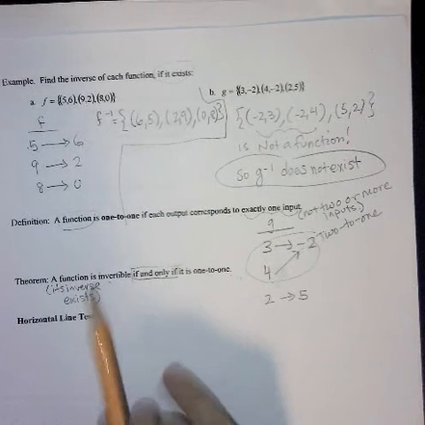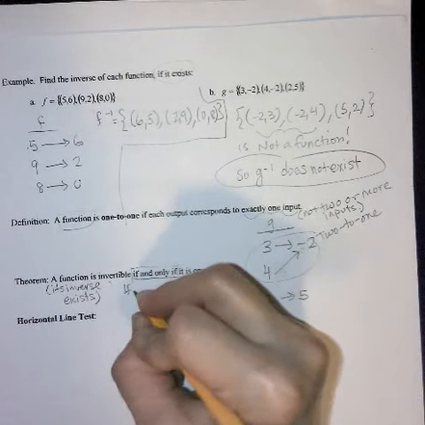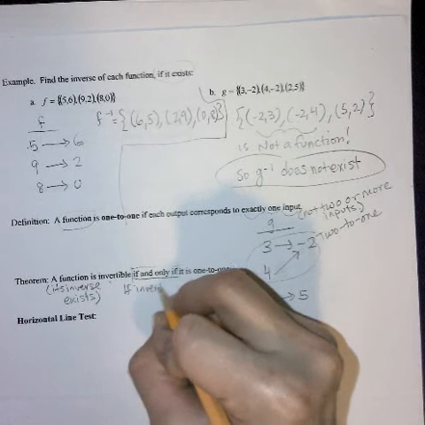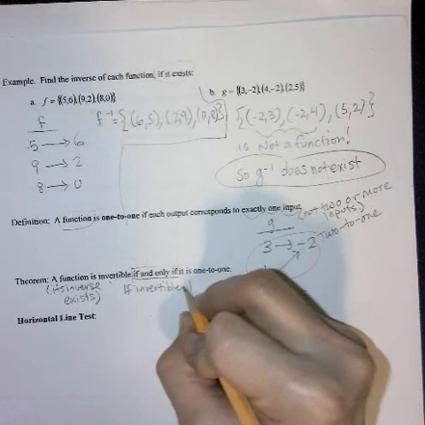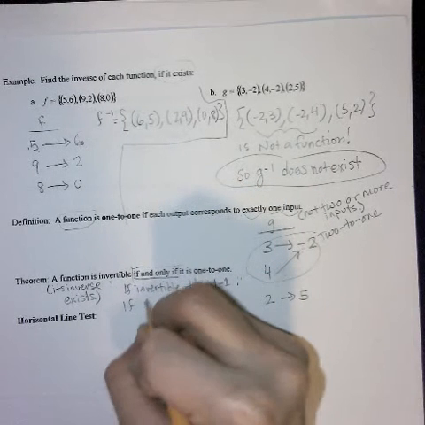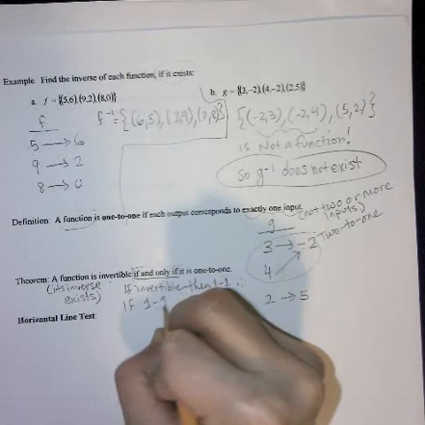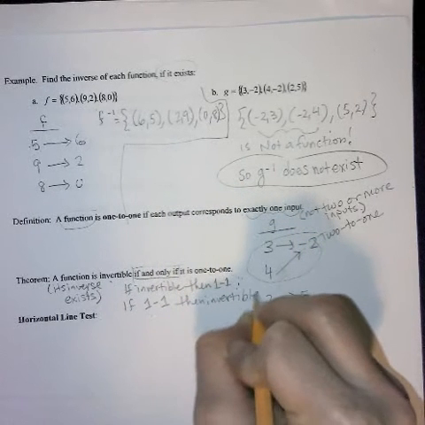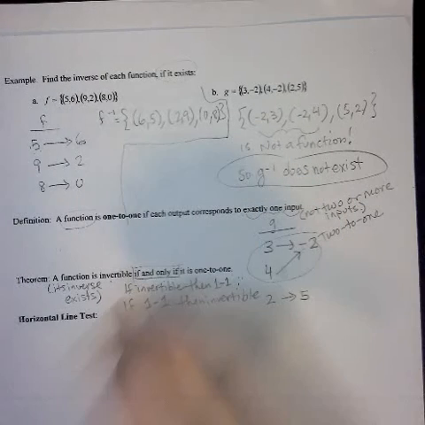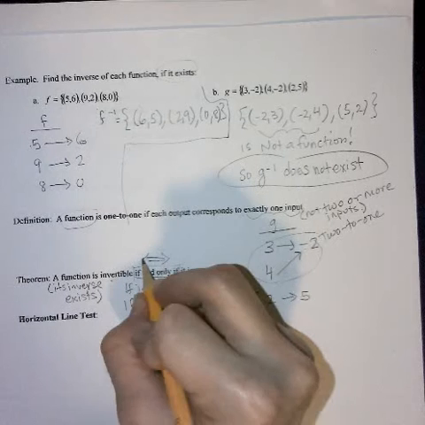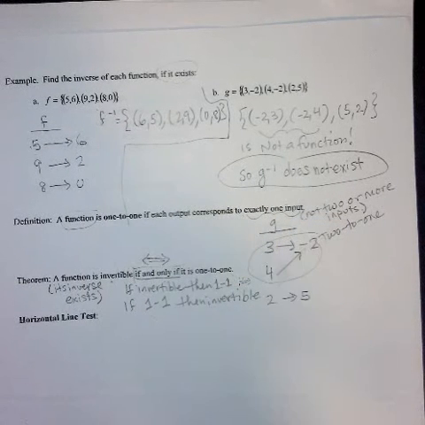So if invertible, then I'll just abbreviate one-to-one like this. And then if one-to-one, then invertible. The if-then statement goes both directions. In notation, you'll see a double arrow. The if-then would be written this way. The double arrow means it goes both ways.